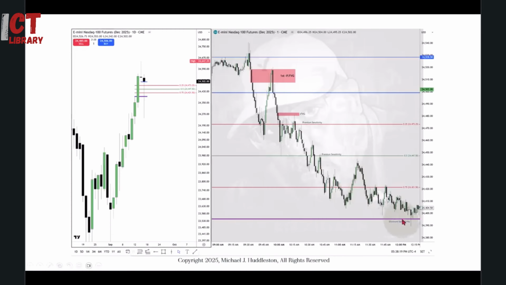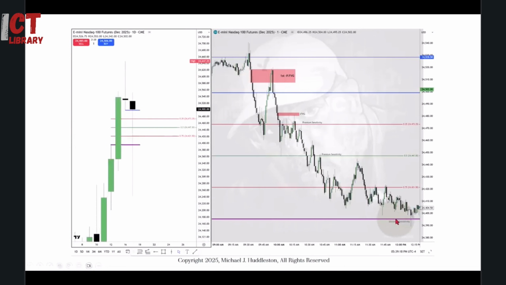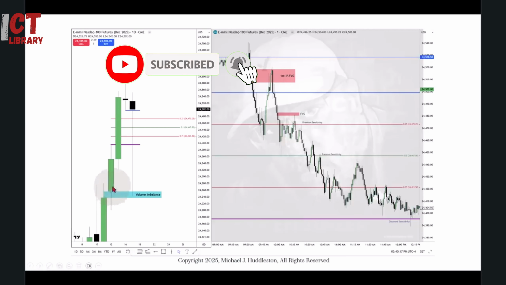All right, so now I highlighted this level here, purple. You can see it's now discount sensitivity, and that's what this is here. So this purple line is this purple line here. So that way we can track it. And now I'm zoomed in on the daily chart over here so we can see a little bit more detail. And right down here, this is a volume imbalance.